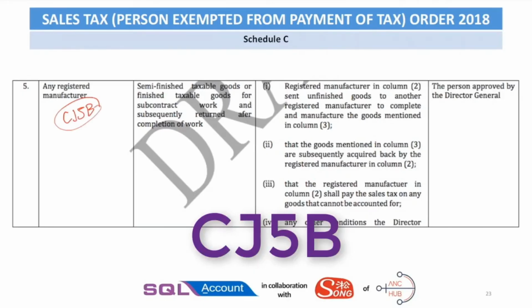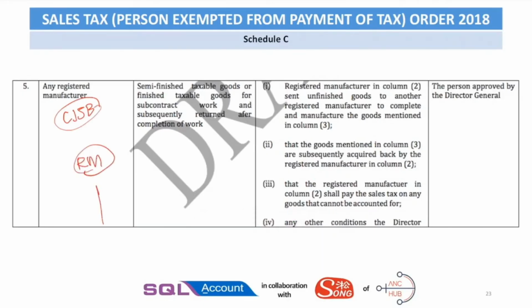Number 5 talks about CJ5B. For example, if I'm a registered manufacturer, I go to a subcontractor to value add certain services. So the registered manufacturer will apply for CJ5B from the customs and then submit this form to the subcontractor. So when I deliver these goods and subsequently they sell back these goods to me, they cannot charge me sales tax.